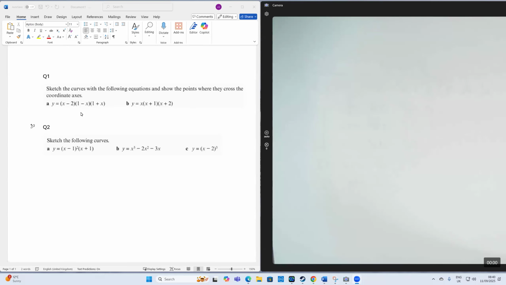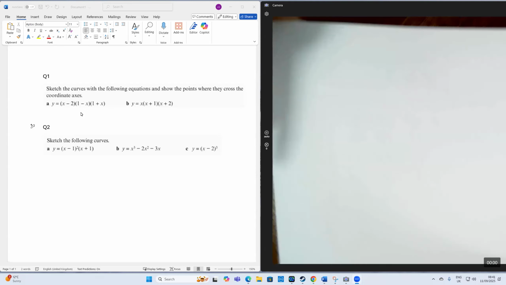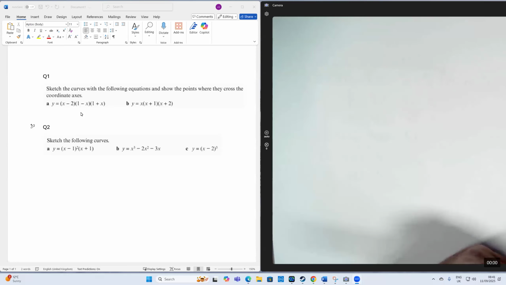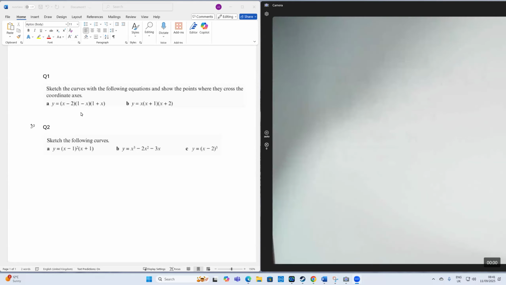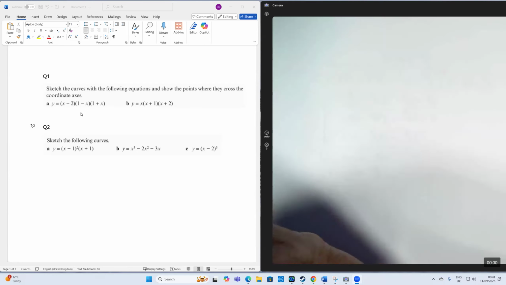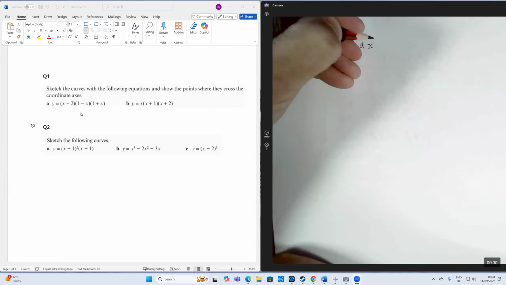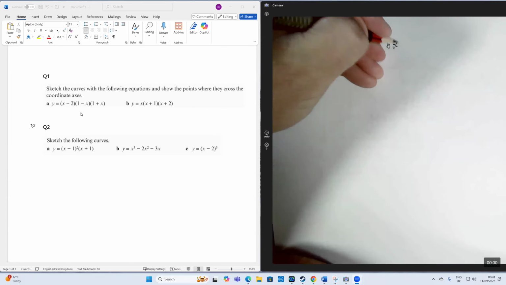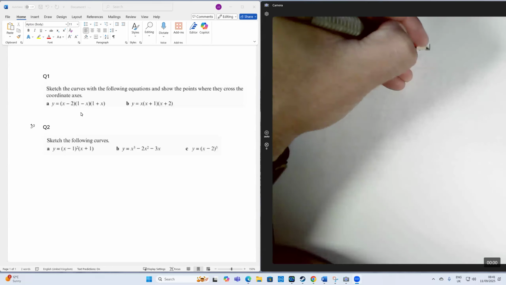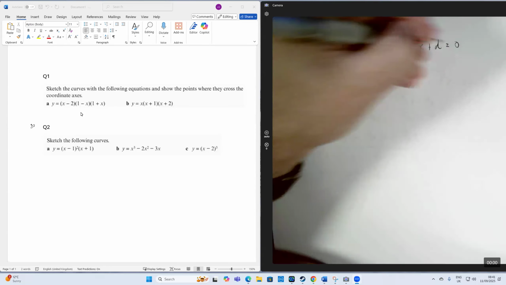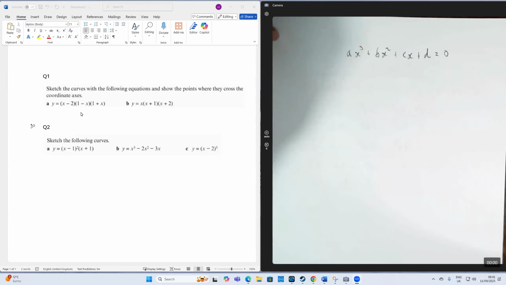Hello everyone, in this video we're going to look at sketching cubics. Okay, so it's quite an important idea. Now when it comes to sketching graphs, whether it be quadratics or cubics or quartics, there's three things that I like to think about. So let's first of all write down the general form of a cubic. So the general form of a cubic is ax cubed add bx squared add cx add d equals 0. So that's our general form of a cubic.